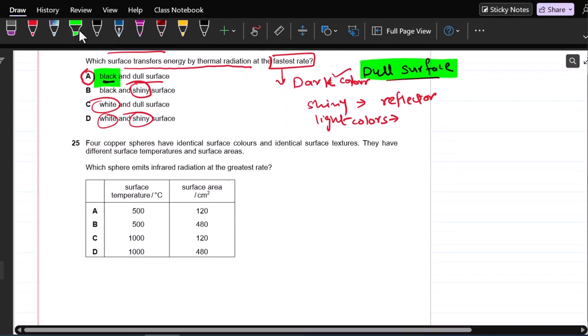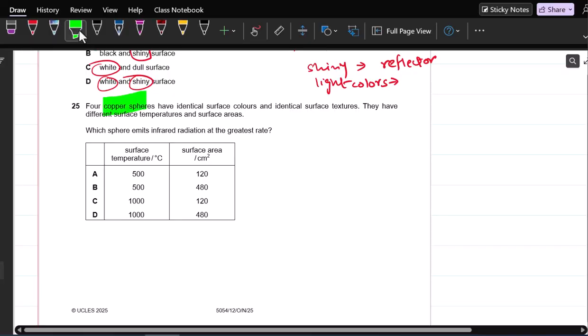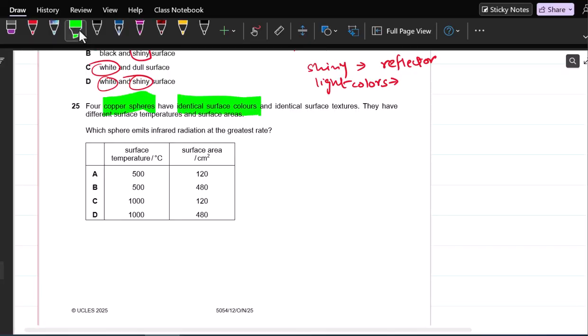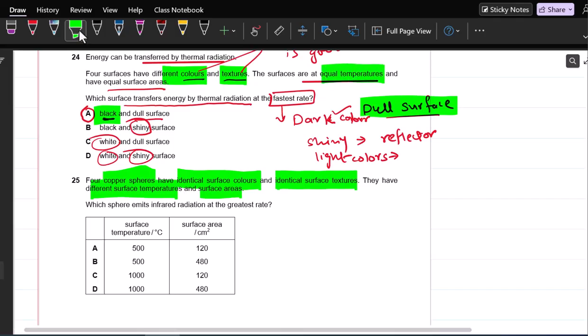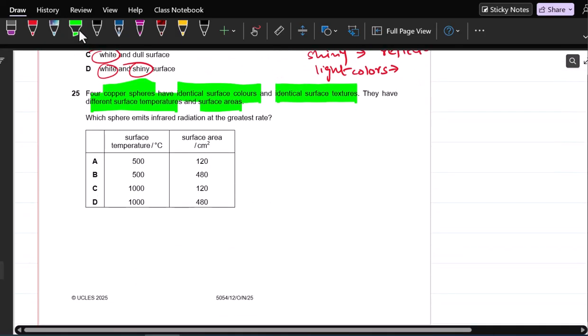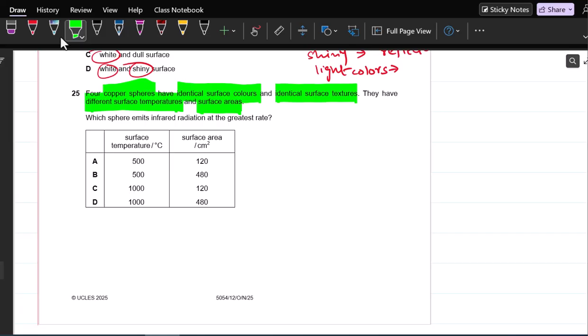So moving to question 25. Four copper spheres have identical surface colors and identical surface textures. They have different surface temperatures and surface areas. In the previous question, surface area and temperature of the surface were equal, but now the spheres have different surface temperature and different surface area. But the spheres are identical. Which sphere emits infrared radiation at the greatest rate?